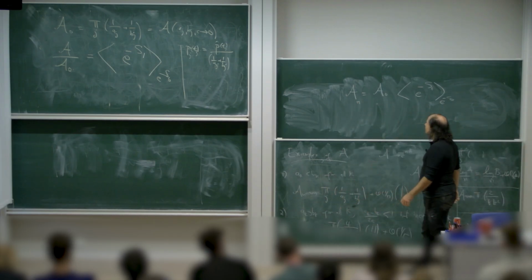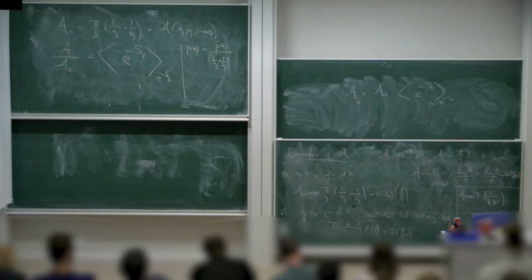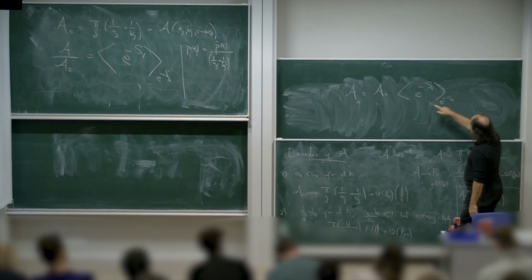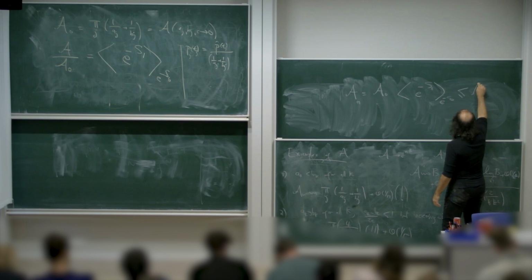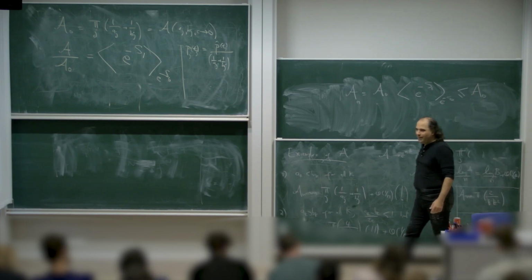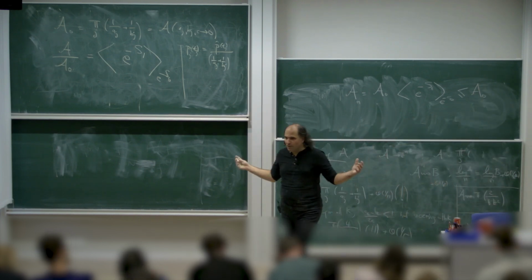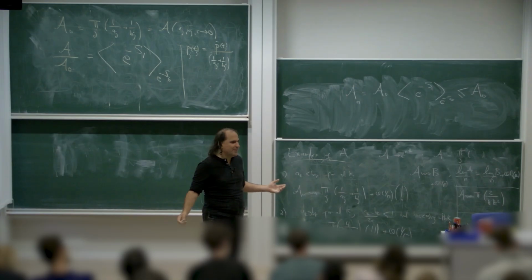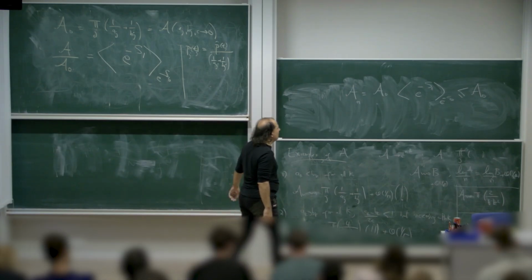This has an obvious upper bound. S1 is positive, because it's a max of 0 and something, and the C was positive. So S1 is manifestly positive, so e to the minus S1 is less than or equal to 1, and this is less than or equal to A naught. So we have an upper bound on the amplitude. That's already kind of cool for absolutely free. The amplitude is less than or equal to A naught.